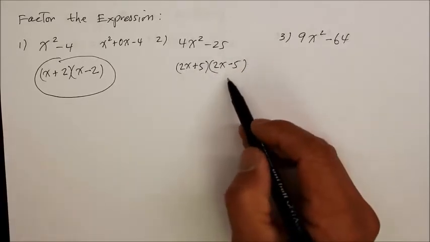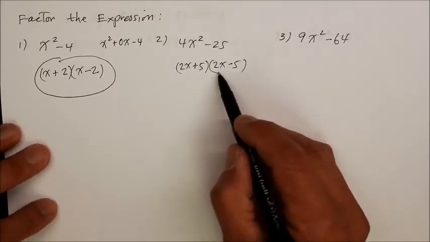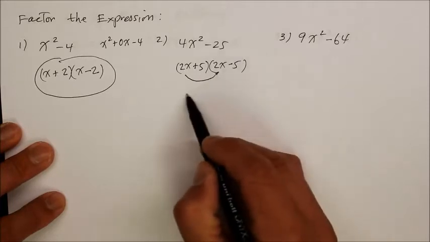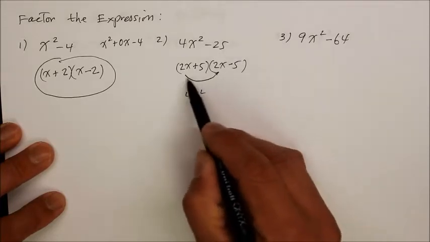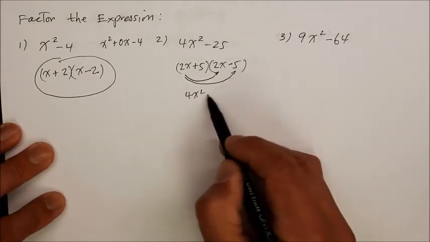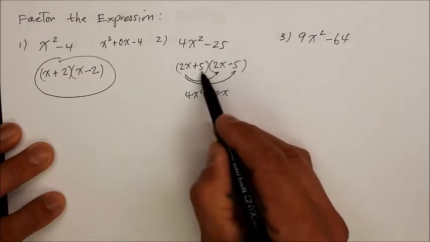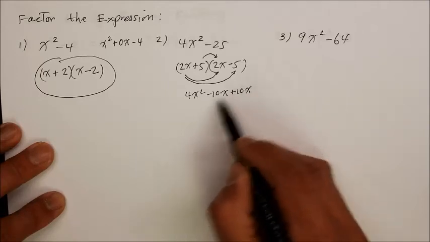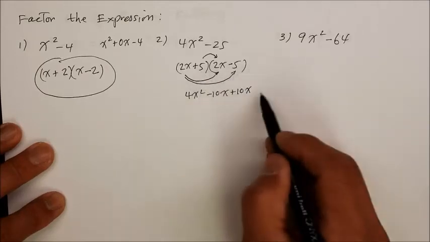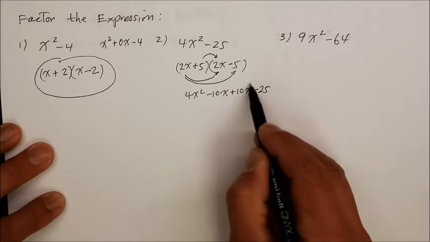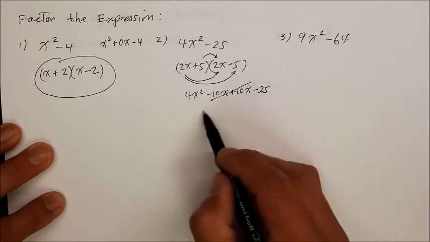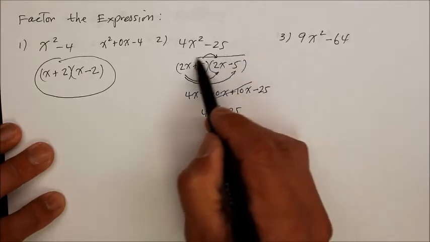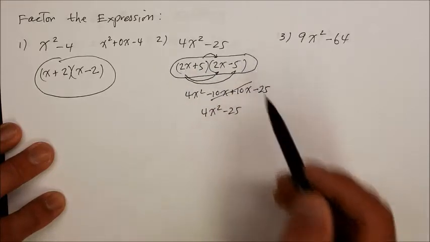And let me actually do the FOIL method to show you that that is a proper factorization. First, 2x and 2x become 4x squared. 2x times negative 5 becomes negative 10x. Now, since this is opposite, 5 times 2x becomes plus 10x, knowing that that's going to cancel. And 5 times negative 5 is negative 25. And voila! When the middle terms cancel out, you end up with 4x squared minus 25. So in fact, this was the proper factorization. There's your proof.